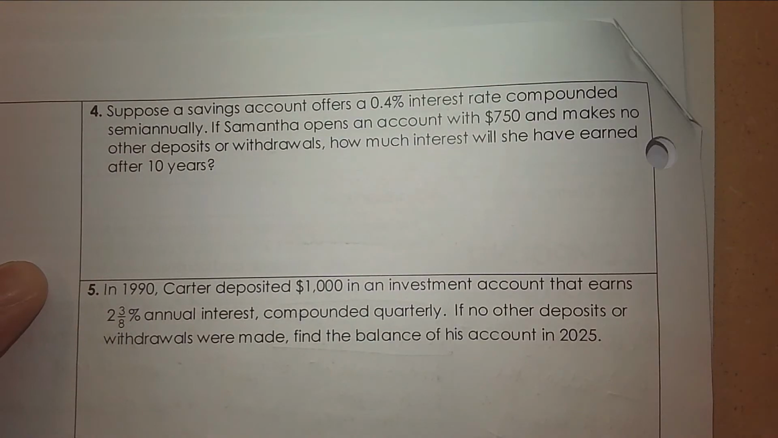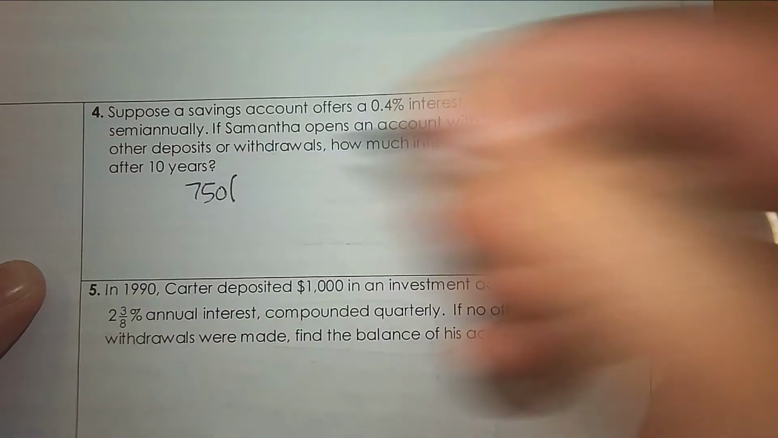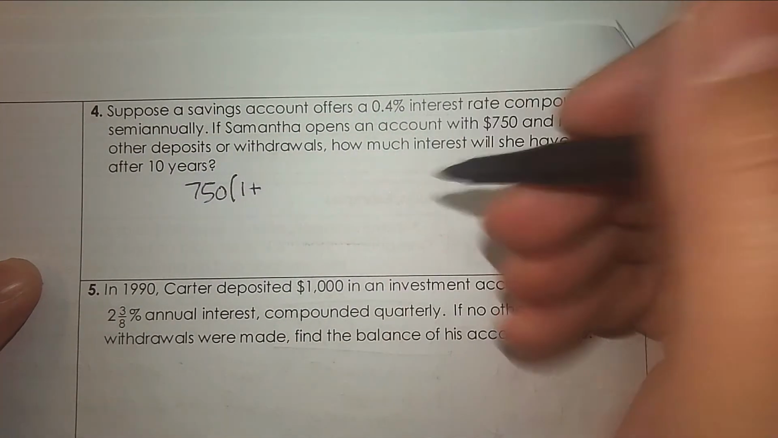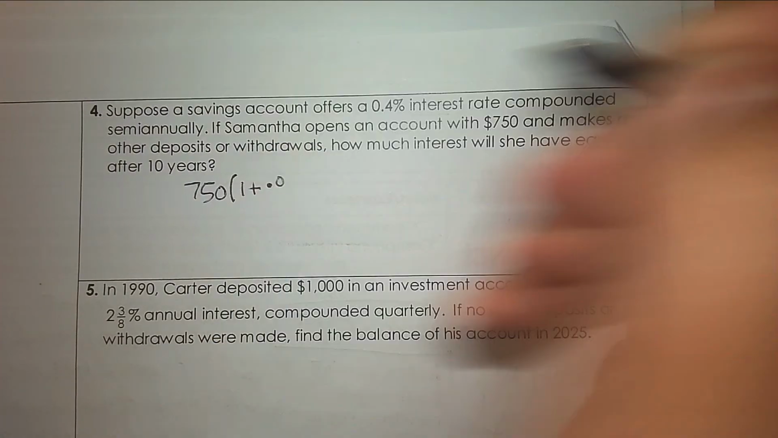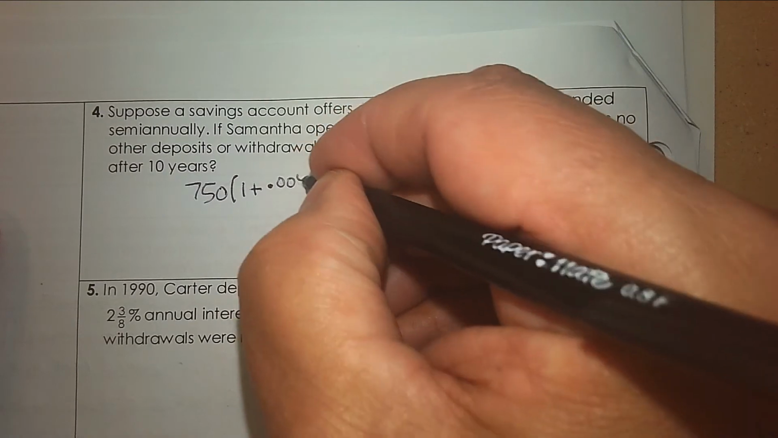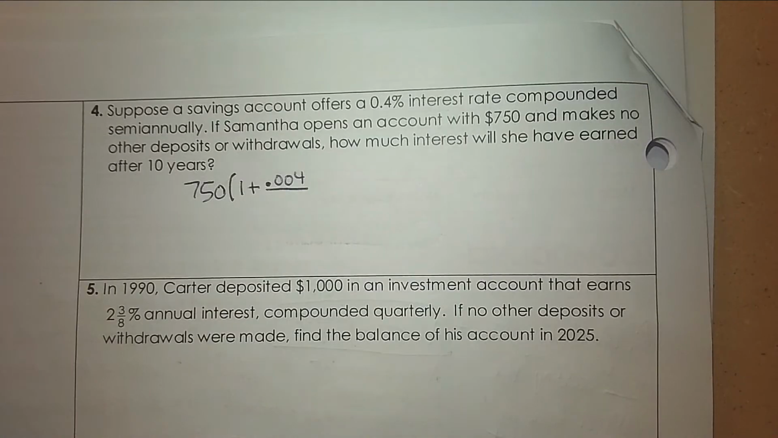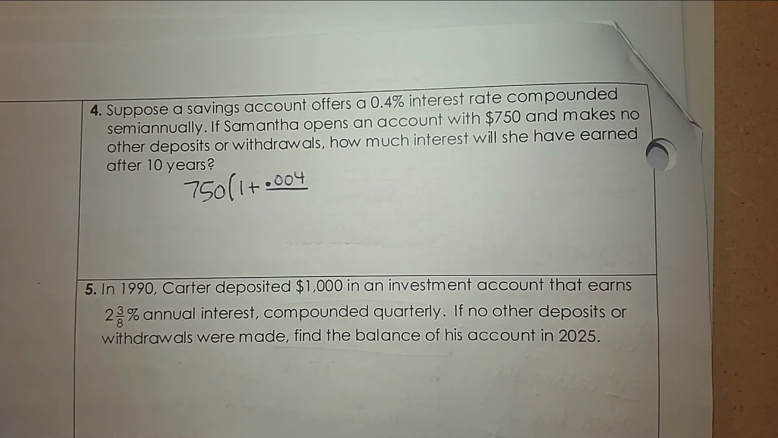So, I'm still going to start here. She opens up with $750, 1 plus. Now, be careful here. 0.4%. 0.004. Did you do that right? You really have to move that decimal place.